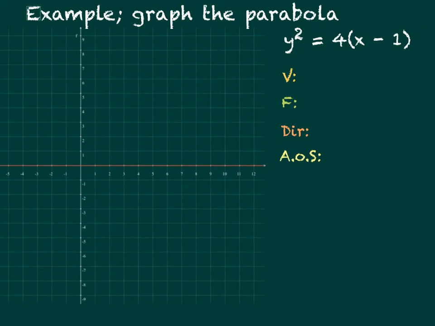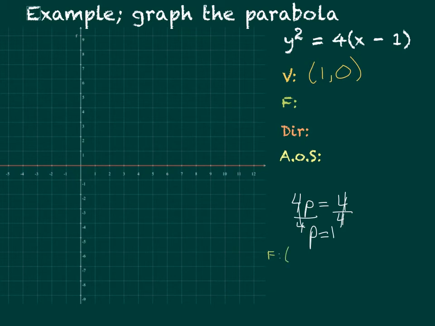In this last example, we have the equation y squared equals 4 times the quantity x minus 1. So my vertex is (1, 0). The next thing I need to do is find my p. So that's going to be the number before the non-squared term, which is 4. 4p equals 4. So if you divide by 4, p equals 1.